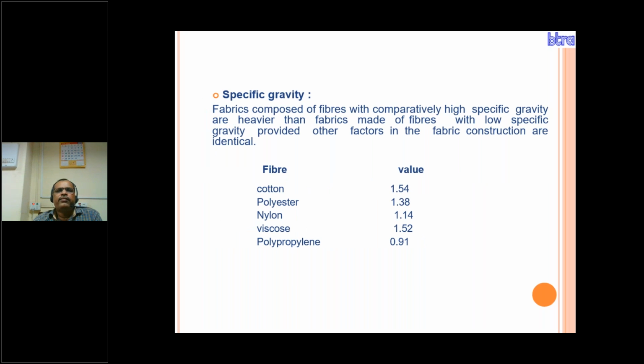If the specific gravity of the fiber is more, it will make a heavier fabric compared to a fabric made out of lower specific gravity fibers. Cotton has 1.54, polyester 1.38, nylon 1.14, viscose 1.52, and polypropylene 0.91. So polypropylene floats on water because its specific gravity is below 1.